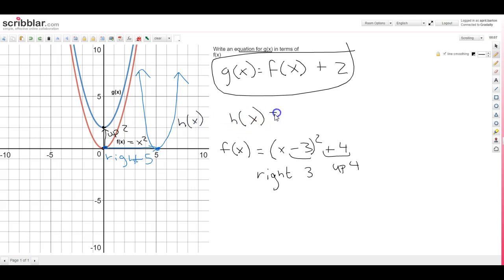It was the original red graph, f of x, and it had a horizontal shift, so inside of the parentheses, right 5. So we can write these equations in a very general format using our function notation.